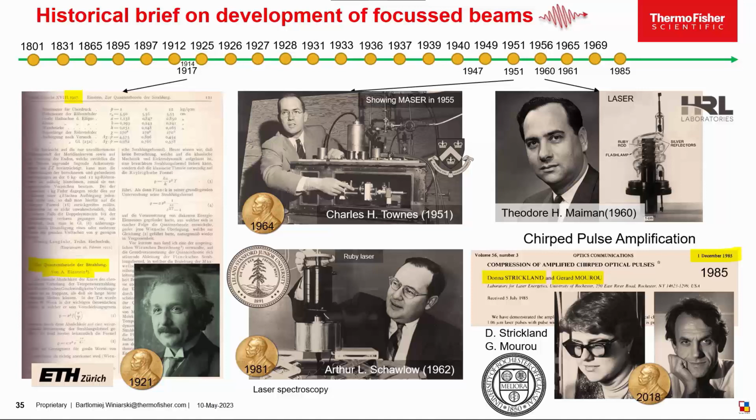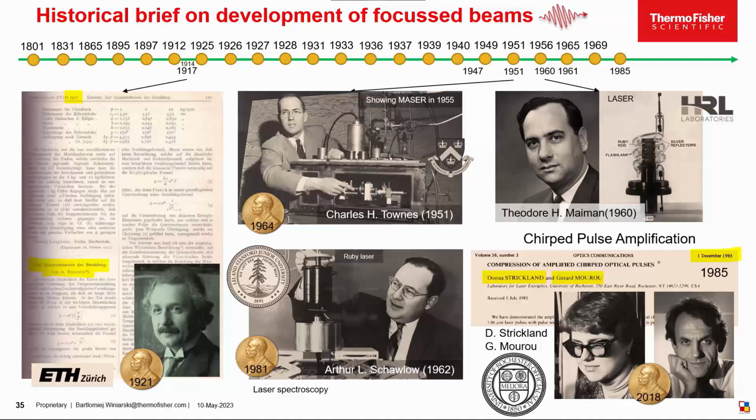Charles Townes, while working at Columbia University, presented in 1951 the first practical maser, that is an abbreviation for microwave amplification by stimulated emission of radiation. For his invention, he received the Nobel Prize in Physics in 1964, along with Nikolay Basov and Alexander Prokhorov.